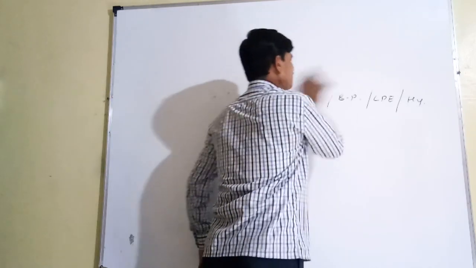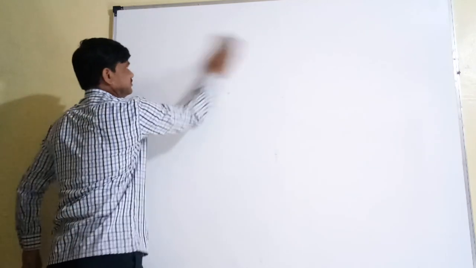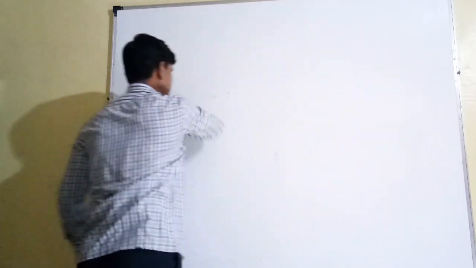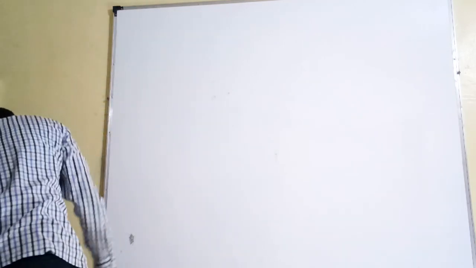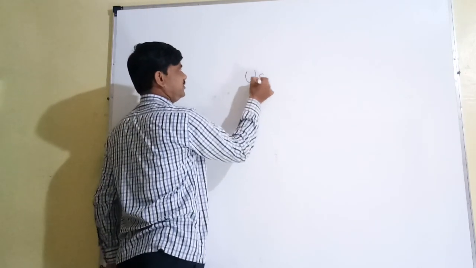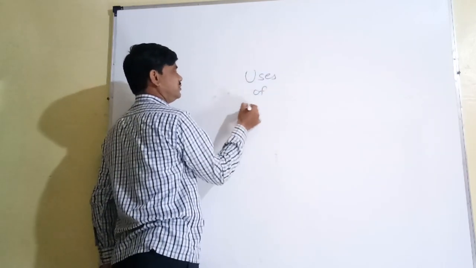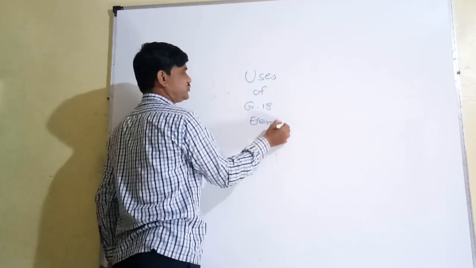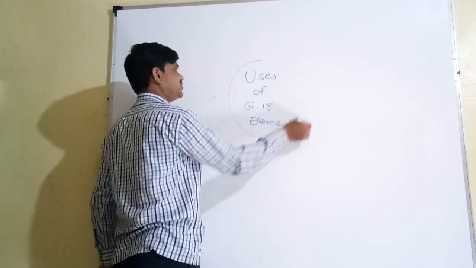So let us start with the first part, that is the uses of inert gas elements. Not all the elements are asked in the board exam, only one or two elements will be asked. So let us start with this point, the uses of group 18 elements. At least you should be able to write one use for each element.